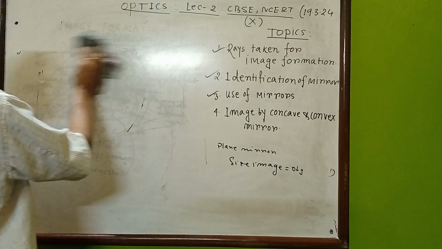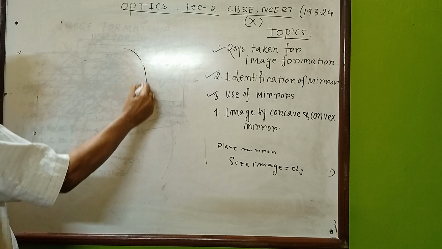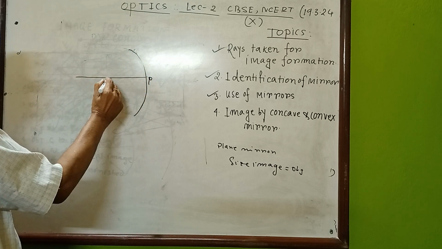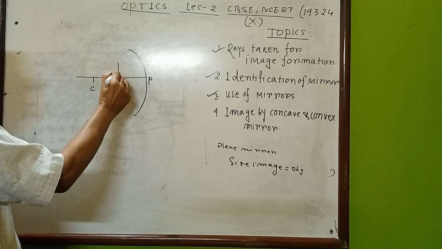Next, we are getting the object at focus. This is the pole, this is F, this is C. Now the object is at focus.